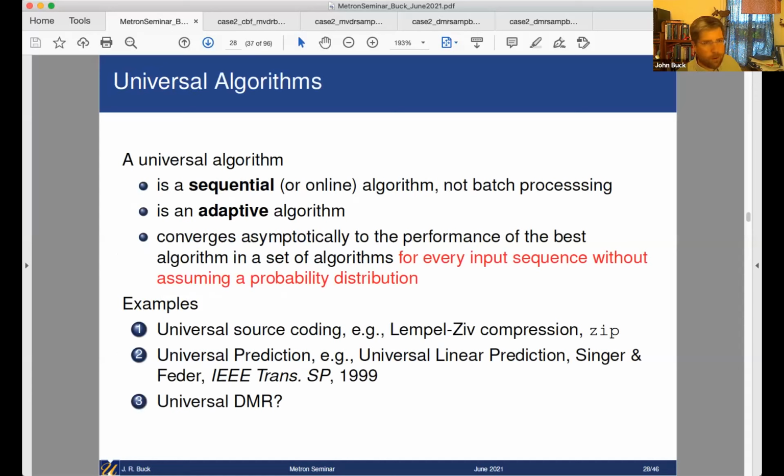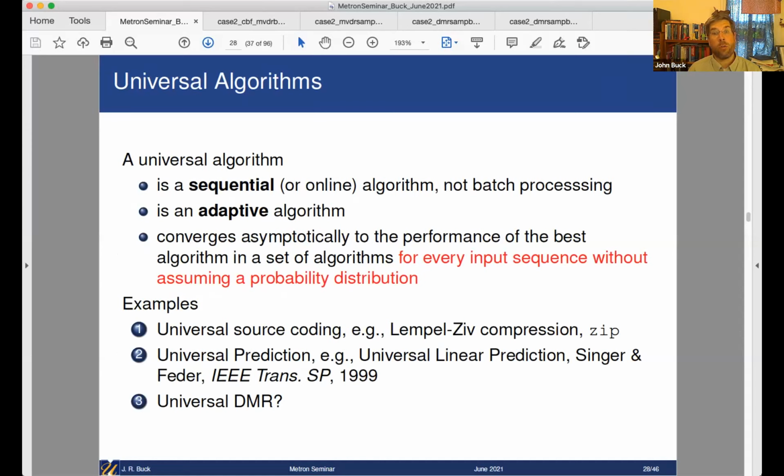So let me say a little about universal algorithms. Universal algorithms are things I first learned of from information theory applications like source compression and prediction. A universal algorithm is a sequential, or sometimes called online, algorithm. So it's not batch processing. It's got to be single pass through the data, something that in principle can be implemented in real time.